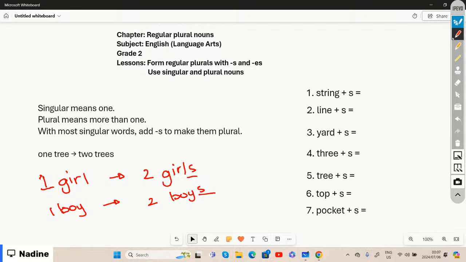So once again, we have singular nouns, and singular means one. It refers to one girl, one boy, one tree, one bed, one shoe, one table. But if we're referring to more than one, then it means there are more than one girls, boys, trees, shoes, tables, beds. So we added an s to that word and then it changes to a plural.